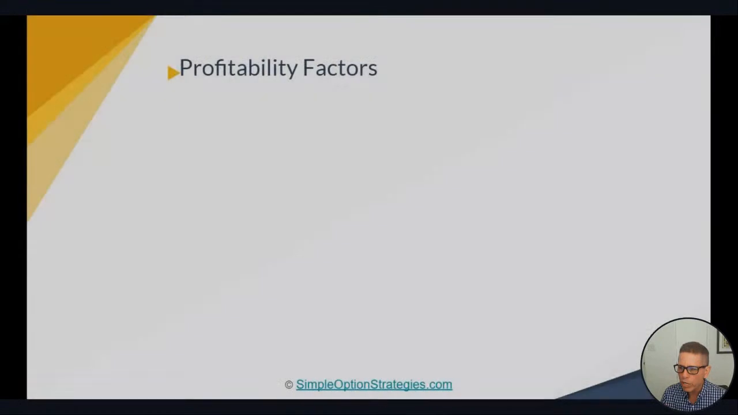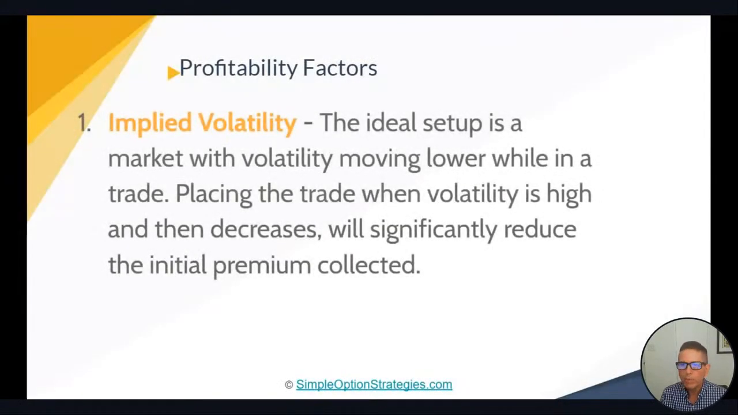Profitability factors, there are 3. One is implied volatility. The ideal setup in the market is when volatility is moving lower while in a trade, and then placing the trade when volatility is high and then decreases will significantly reduce your premium collected.